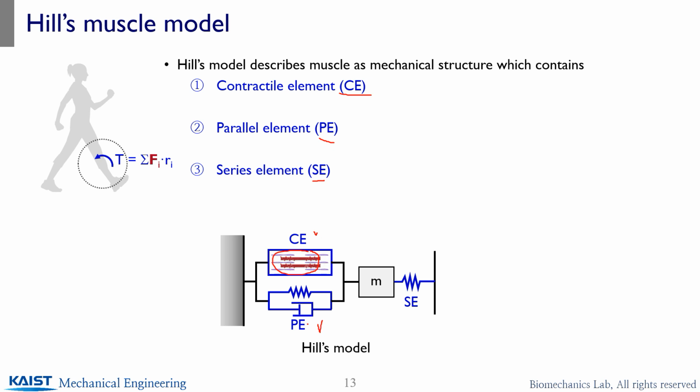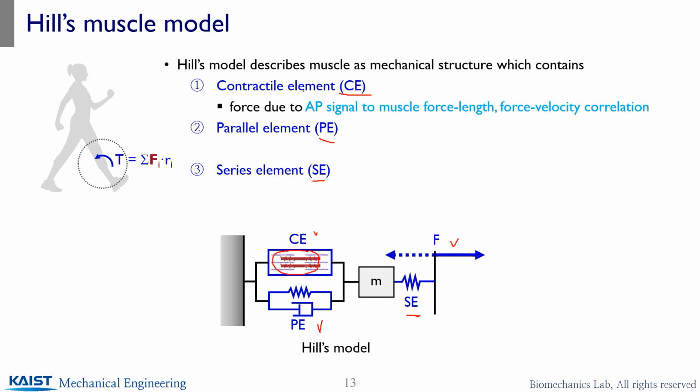That's the parallel element. And as you can see here from the muscle anatomy, at the end of the muscle there are tendons attached to it. So there's a connection between the muscle and the bone. That's why we call it the series element here. There is force applied to that bone by shortening, or maybe an external load is applied to the body, so that force is transferred through the series element to the muscle.